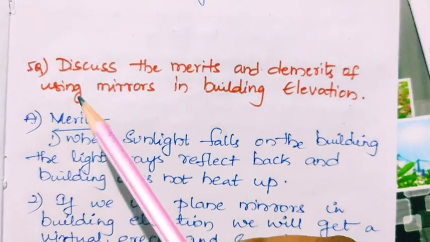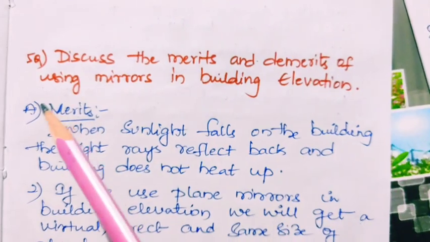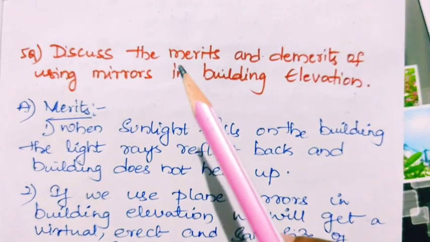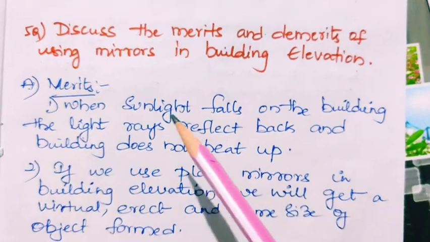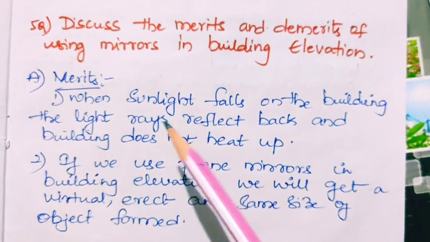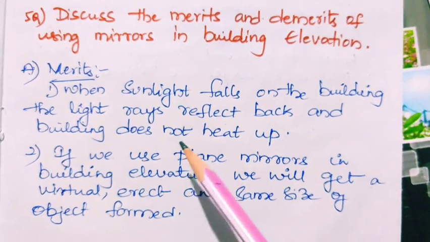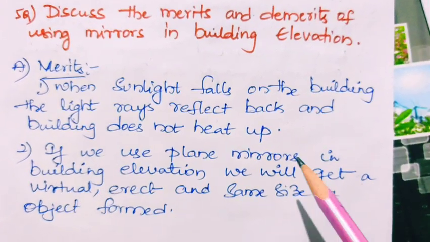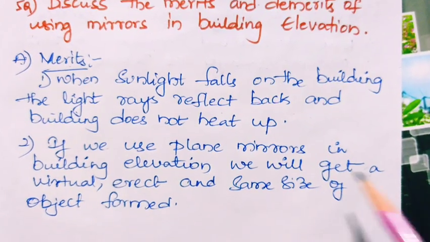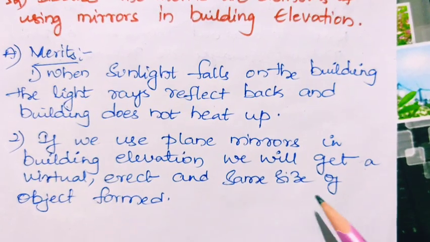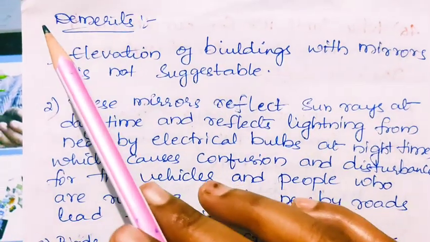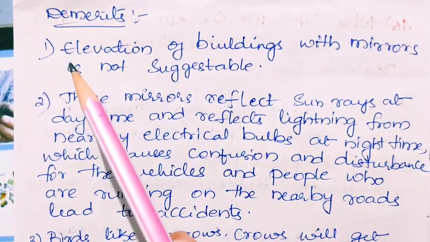Next question. Discuss the merits and demerits of using mirrors in building elevation. First we'll see the merits, the advantages. When sunlight falls on the building, the light rays reflect back and the building does not heat up. The second point is, if we use plane mirrors in building elevation, we will get a virtual, erect image of the same size as the object. Next are the demerits, the disadvantages.